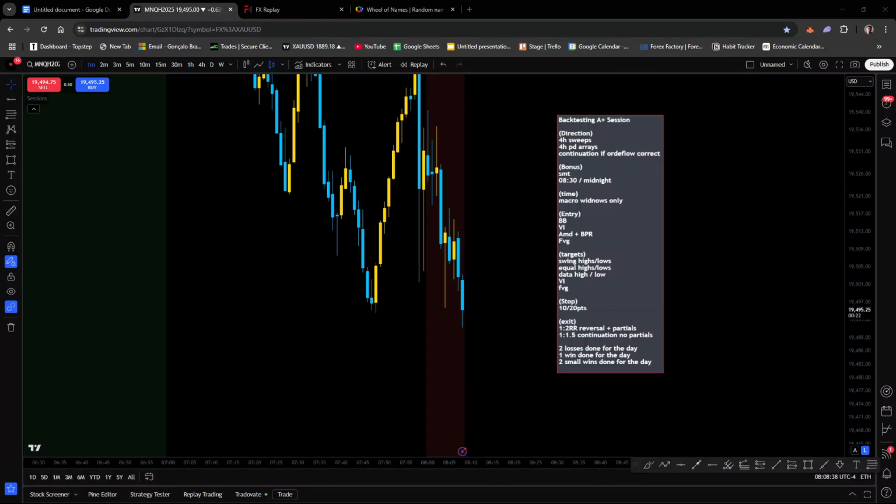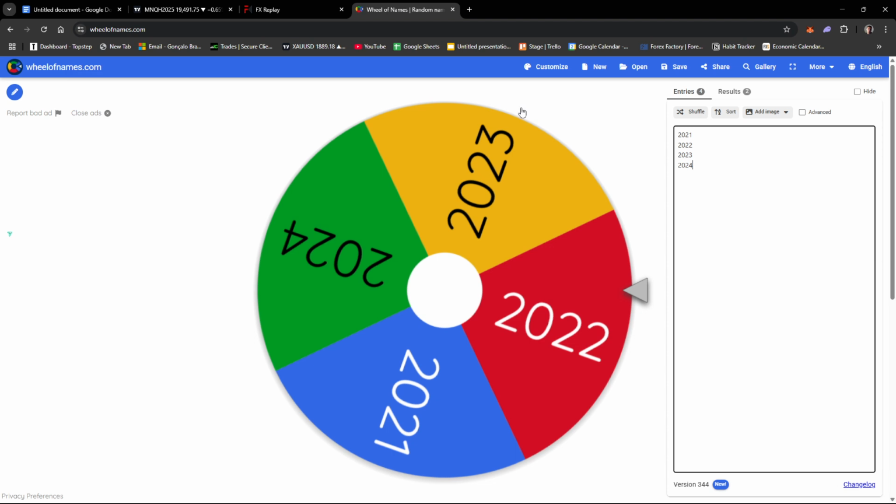Today we are back with another backtesting session. In this session, we're going to be going over this A+ entry checklist that I use on a day-to-day basis. Now we're going to be using FX Replay and the wheel of names to generate a random point in time for us to actually trade.